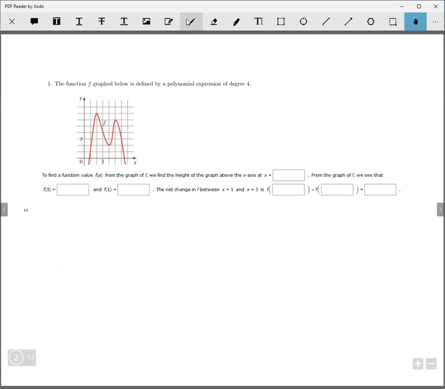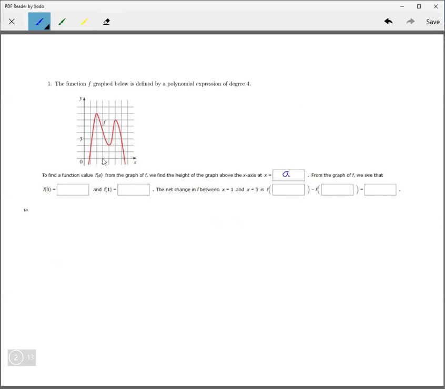Let's go into the homework then. So number one, the function f graphed below is defined by a polynomial expression of degree 4. Okay, so to find a function value f of a from the graph of f, we find the height of the graph above the x-axis at x equals a.